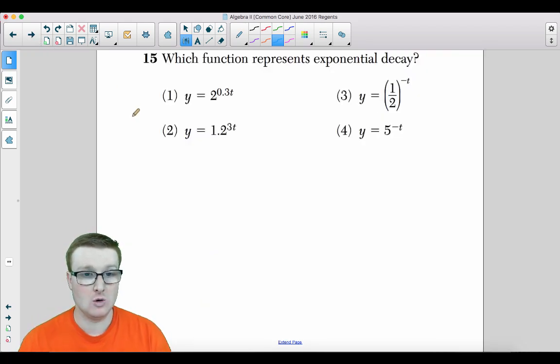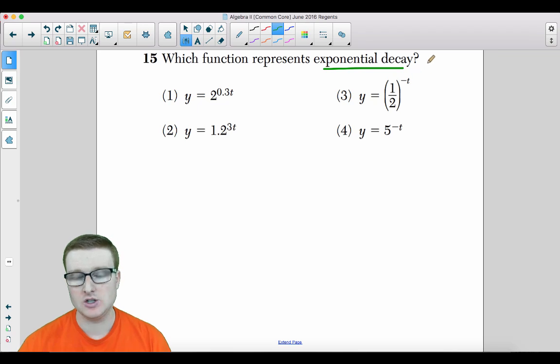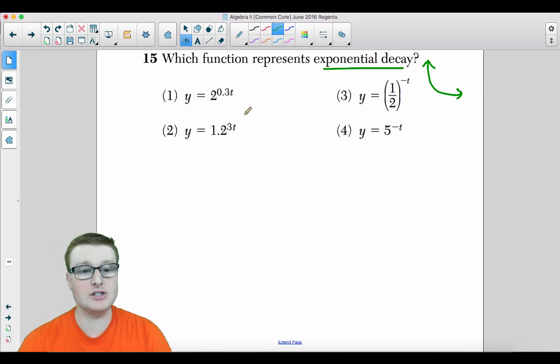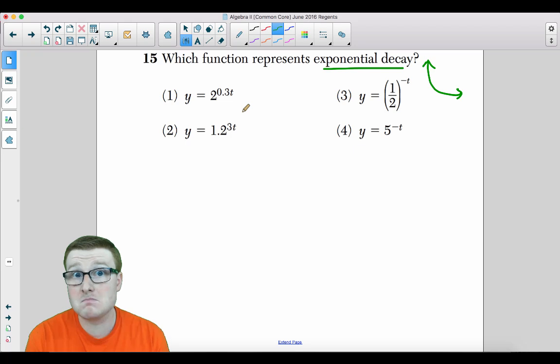Number 15. Which function represents exponential decay? So decay meaning going down. Exponential decay looks something like this. It's going down very, very quickly. There's a couple ways that you could do this. Either you could graph it, which I highly recommend, or you look at the exponents and the numbers they are associated with. Everything here is positive. That is a 2. That's not a fraction. This is exponential growth. This is greater than 2. Exponent's positive. This is exponential growth.